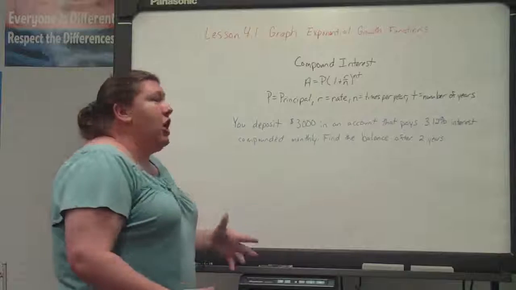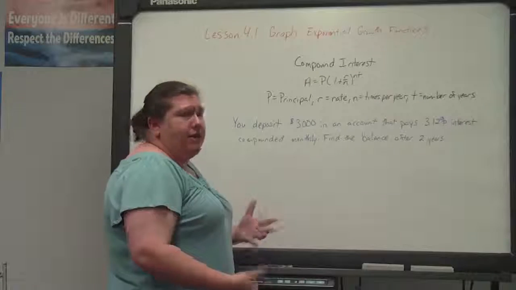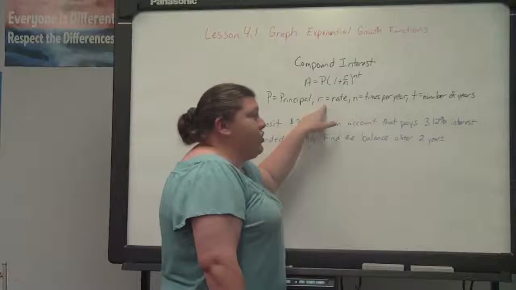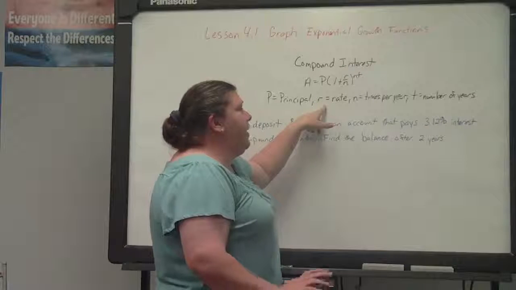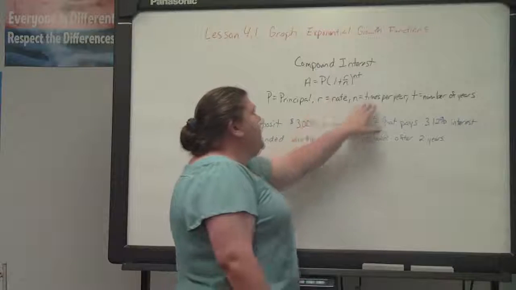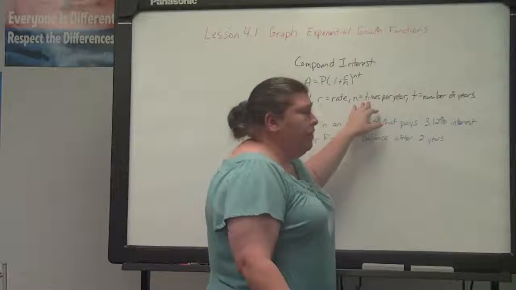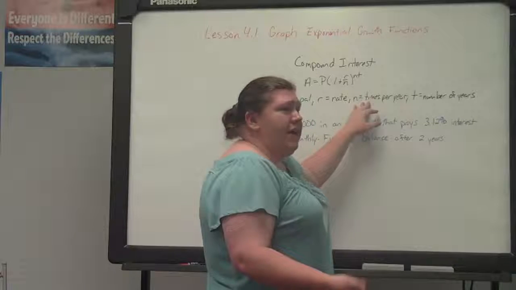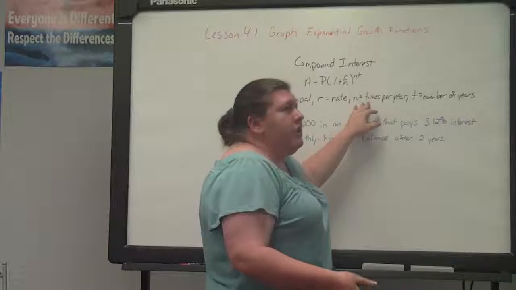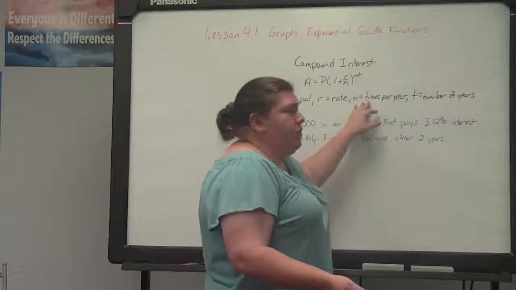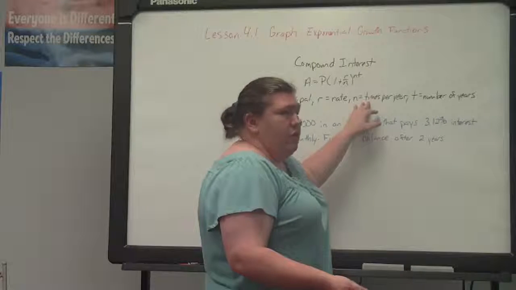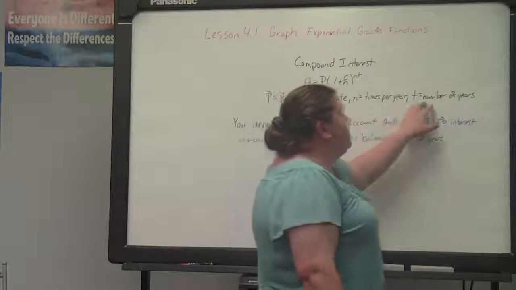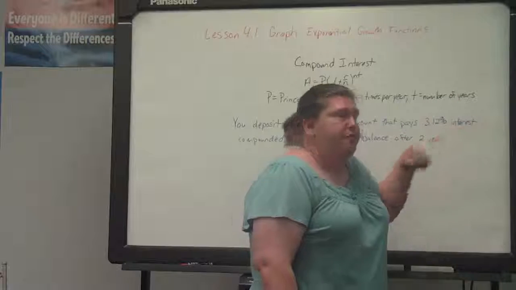One thing that you need to know is what those letters represent. P is your principal, and R is the rate, which is like the interest. N is how many times per year: is it annually, which is 1 time a year? Is it biannually, which is 2 times a year? Is it quarterly, which is 4 times a year, or is it monthly, which is 12 times a year? And then T is the number of years.